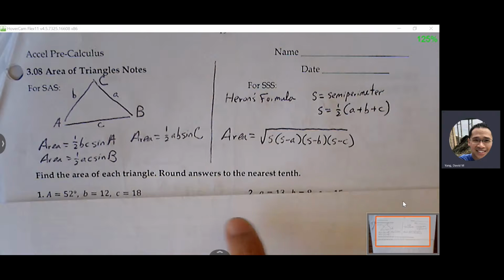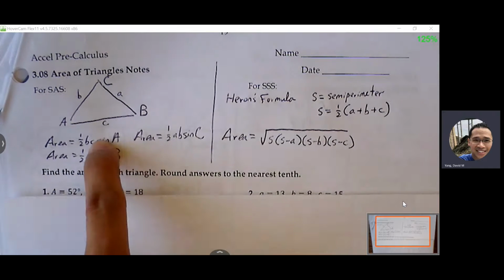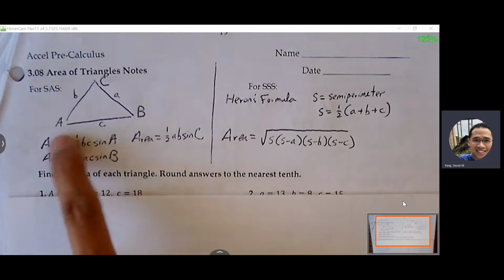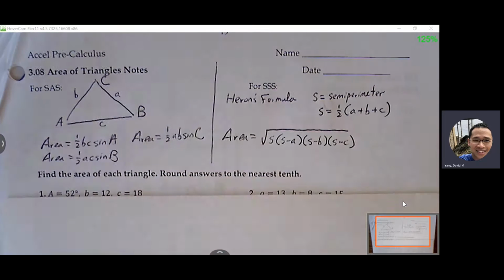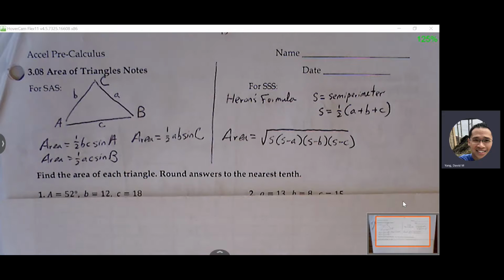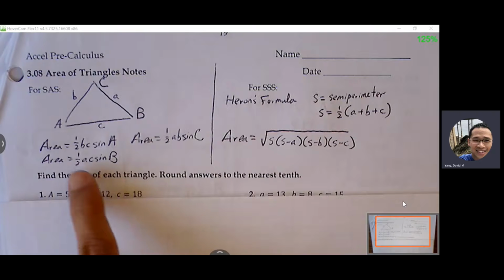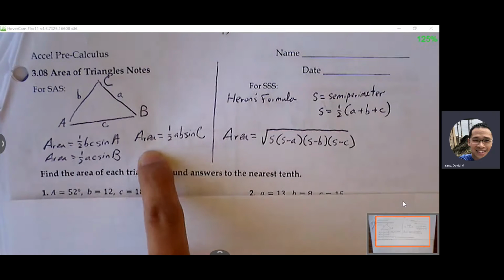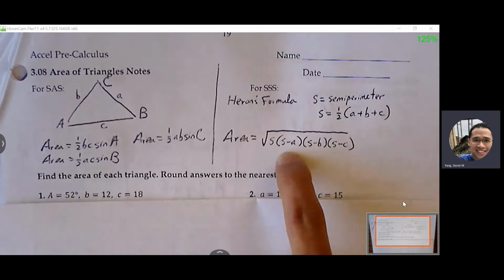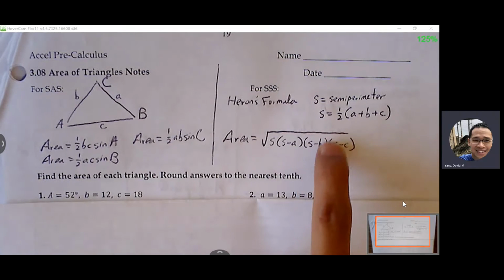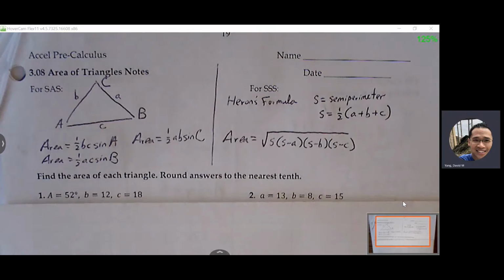I would say that the complexity with side angle side is just that sometimes not enough information is given to you, and we may need to do law of sines to get the information that we need before we can apply the area rule. So those are the more difficult ones, and we'll get to that. This one, I think it's pretty straightforward. We just have to take the time to gather the information.